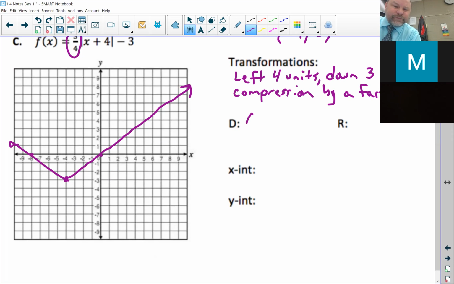Domain, hopefully you're getting that pretty easy. The range, now this time, I have a lowest value, I have a minimum. The lowest y value that I could have is -3, and it can go any value above. So we say -3 to infinity.